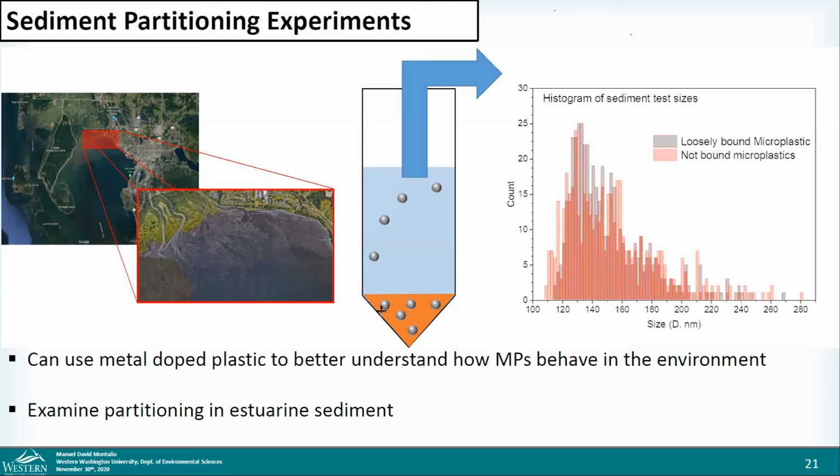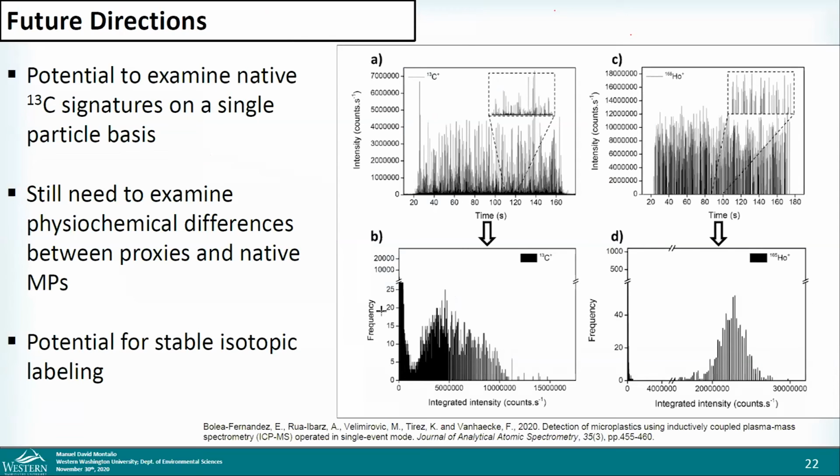And so that was sort of a brief introduction into some of the work we're doing. And so moving forward, there's a couple other neat ideas coming about. One is that instead of using metal-doped microplastics, there might be the potential to instead look at a different isotope of carbon. So instead of looking for carbon-12, which would be pretty much impossible by ICPMS, we can maybe look at carbon-13 as a way to identify microplastic distribution.